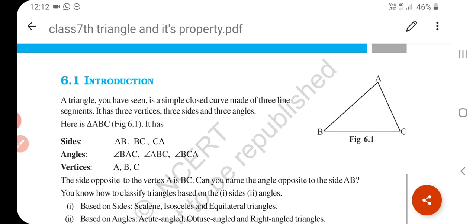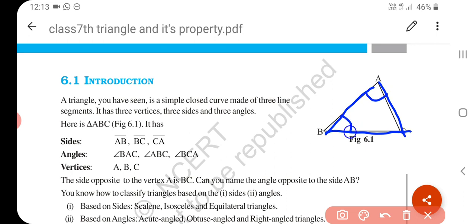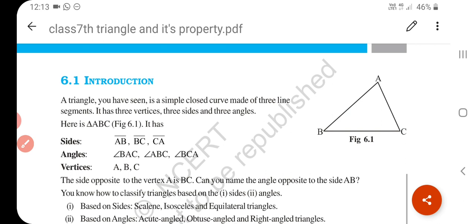Okay, consider this triangle ABC. Here AB, BC and CA are the sides of this triangle. Angle A, angle B, angle C are the three angles. What are the vertices? These are the vertices. A, B and C are the vertices of this triangle.